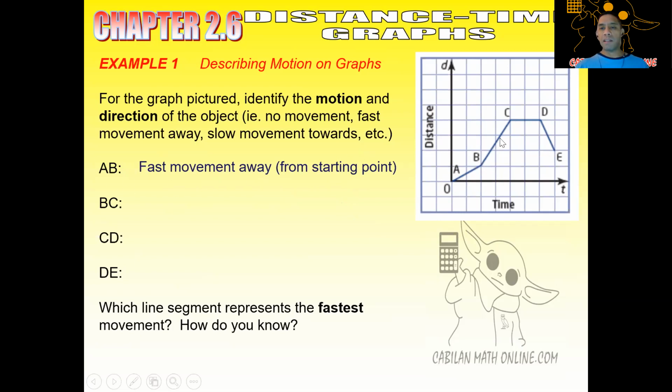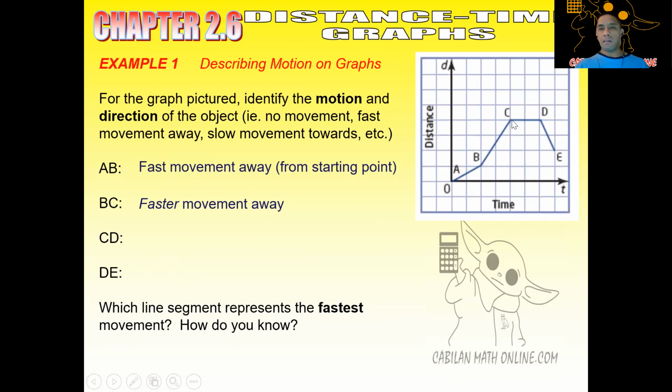Now, if you take a look at B to C, the person's still moving away. However, since this is steeper than A to B, it's a faster movement away. So A to B, they're still traveling, but from B to C, notice that their speed has gone up, but they're still traveling at a constant speed.